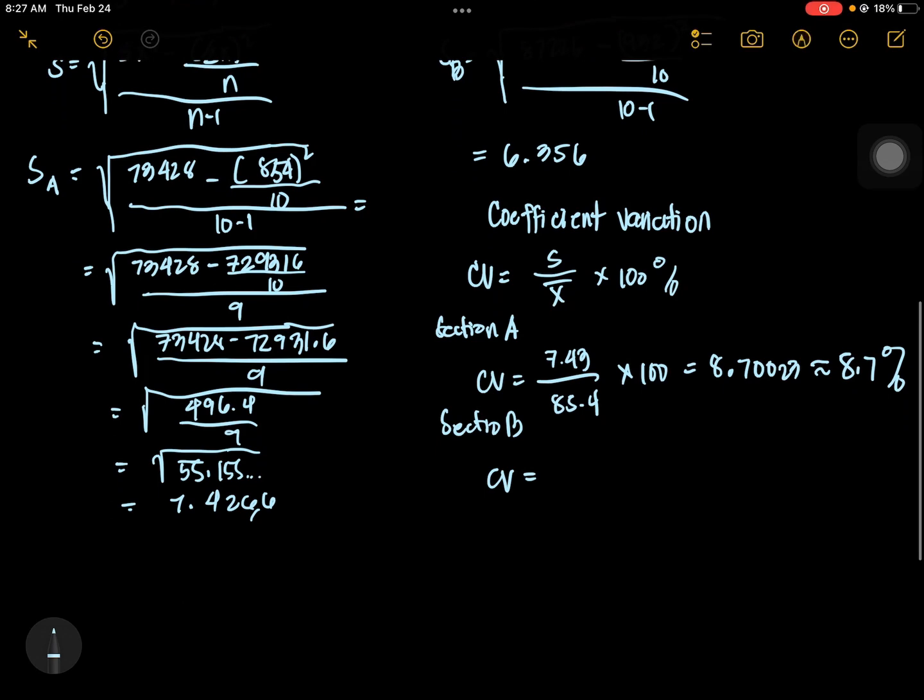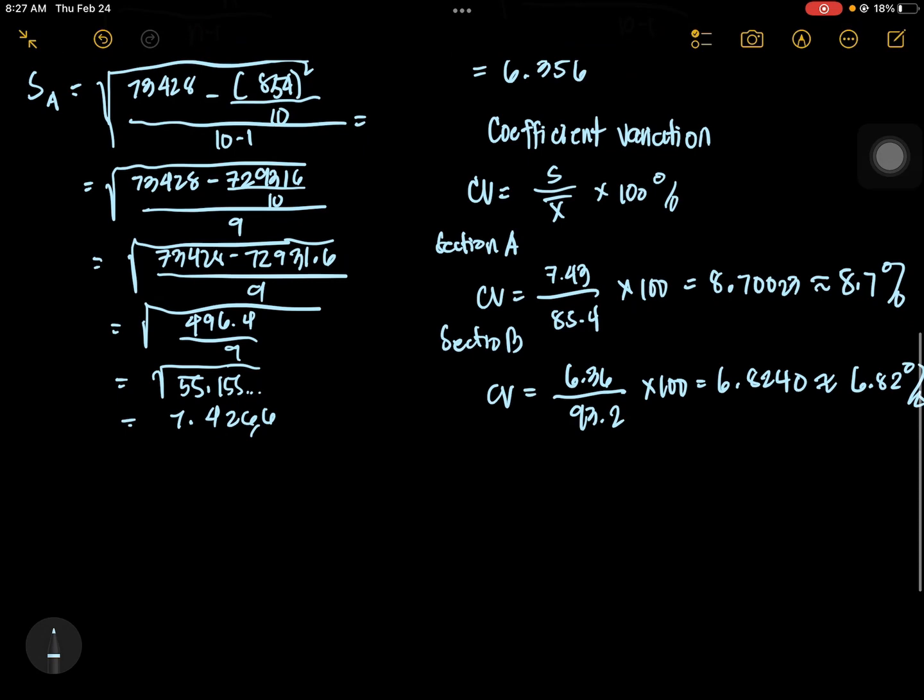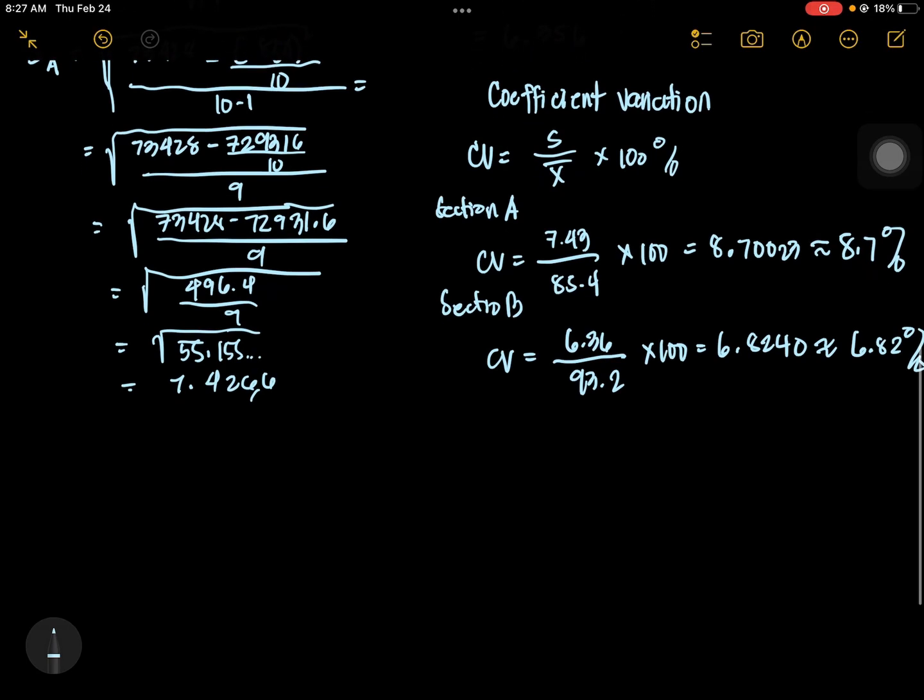And for section B, our coefficient of variation is, this is our standard deviation and the mean. So standard deviation is 6.36. The mean is 93.2 times 100. So that is 6.824, or 6.82%. Okay, so we're done with solving section A coefficient of variation and section B coefficient of variation.